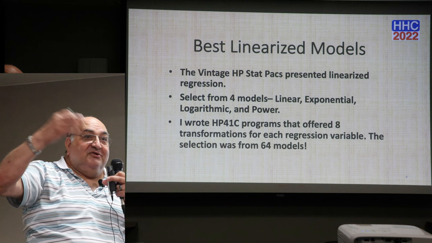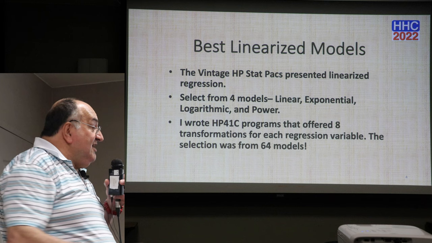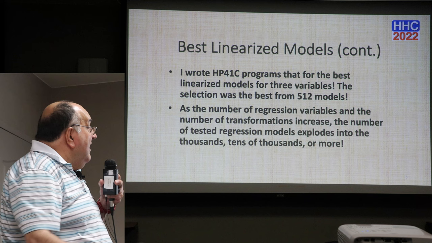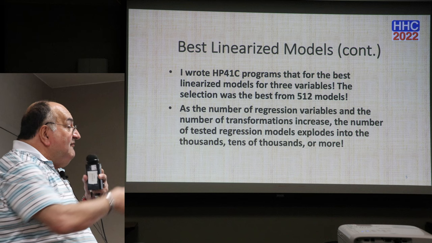When the 41C came out with its somewhat rich memory where you can actually store data and all that, I wrote programs for the Corvallis library that offered 8 transformations for each variable. So you had 64 models to choose from. And then I also wrote for the 41C best linearized models for 3 variables. So that's 8 to the 3rd, so you have 512 models to select from.